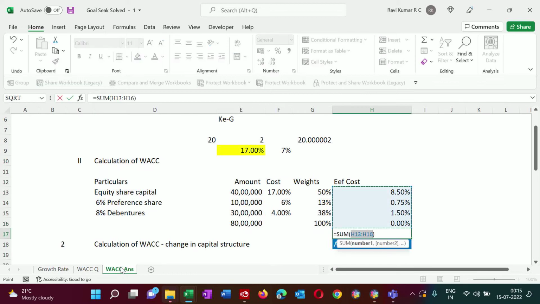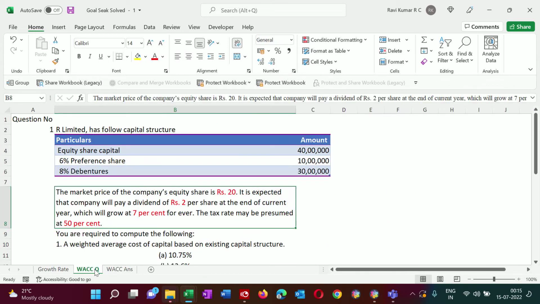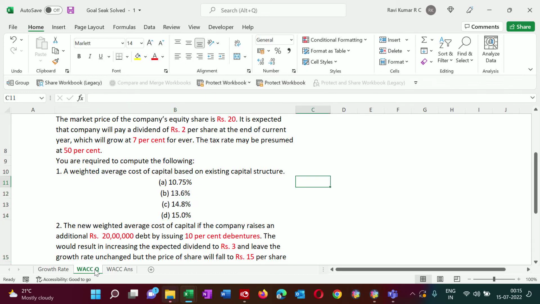And if I total this, I will get 10.75%. The answer is 10.75%. Is the option there? Yes, the option is there. 10.75%. This is the answer. Perfect.